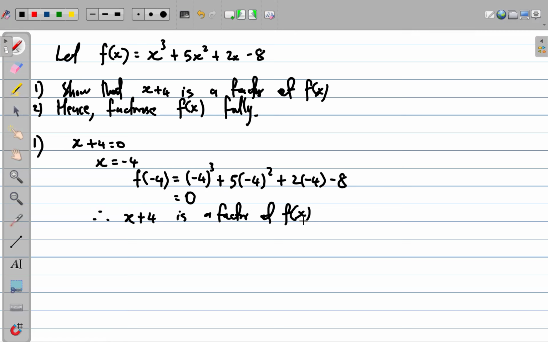Now, the follow-up question says hence factorize. You see, because it says hence factorize, it says to you, look, you have a factor already of x cubed plus 5x squared plus 2x minus 8. You have a factor already, meaning you can write it as x plus 4 times some other trinomial. We know by now that we will get a cubic expression from a product of a binomial by a trinomial, right?